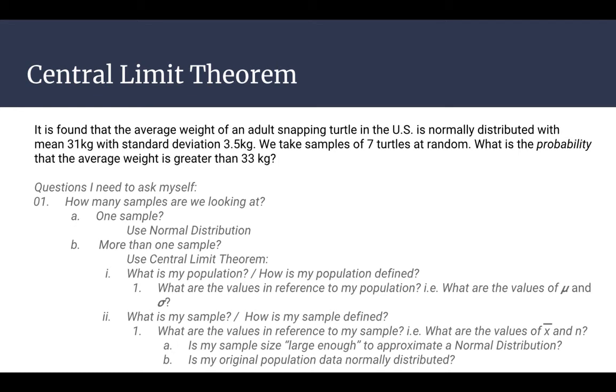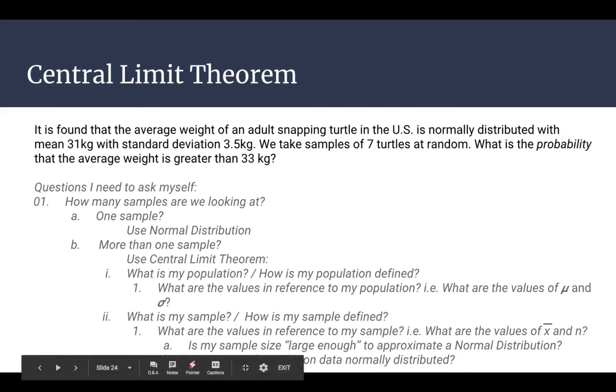Once I could answer those, I then need to see what are the values in reference to my population, aka what are the values of mu and sigma, or what are the values in reference to my sample, in other words, what are the values of x bar and n. Now that I'm looking at my sample and my sample size, is my sample size large enough to approximate a normal distribution? Or is my original population data normally distributed? In this particular example, we are taking more than one sample because it says that we are taking samples of 7. So I'm looking at more than one sample, so I know that this falls under the central limit theorem.